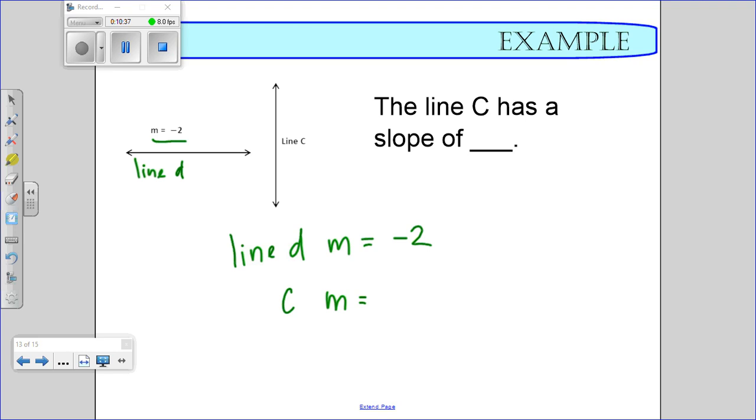So let's look at the negative part. That means that if this first line's slope is negative, I'm doing the opposite of that, so it's going to be positive. And what reciprocal means is that I am flipping the fraction, because really, this is -2/1. So I'm going to take the reciprocal, that means I'm flipping it, so I will put 1/2. So the slope of line C will be +1/2 when the slope of line D is -2.